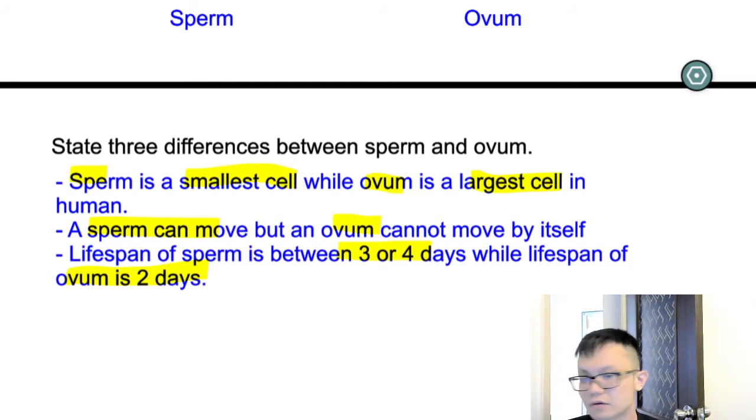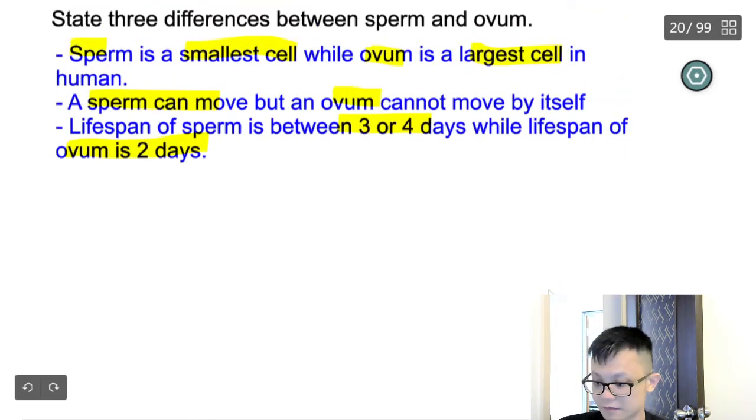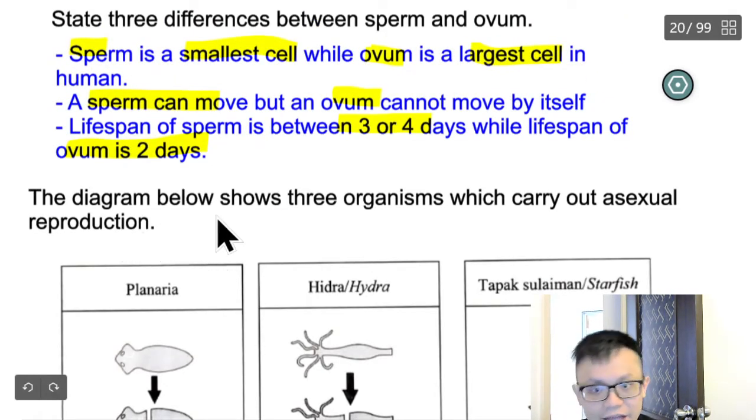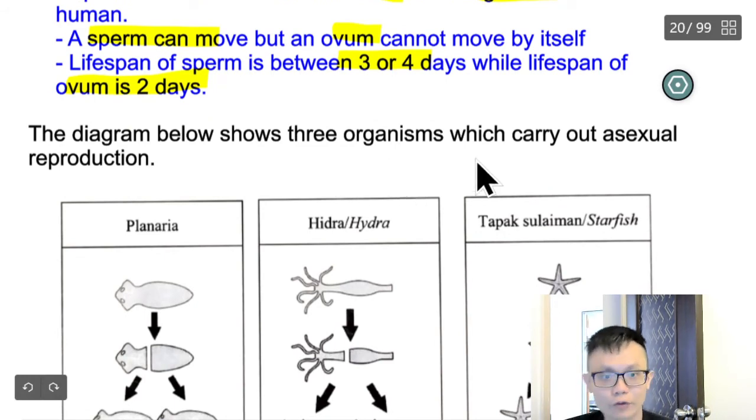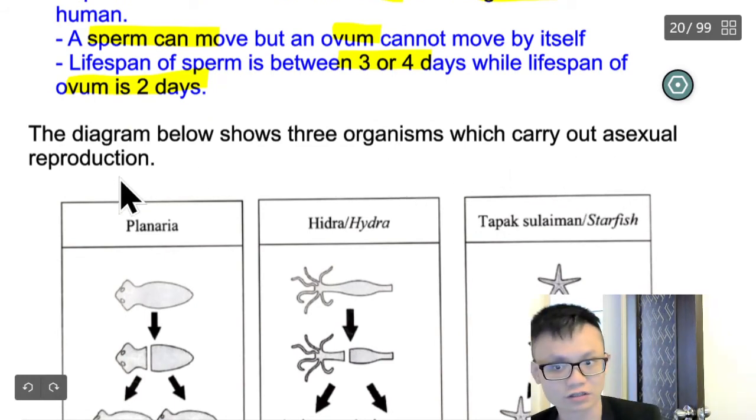Okay. So let's look at the next question. The diagram below shows 3 organisms which carry out asexual reproduction.